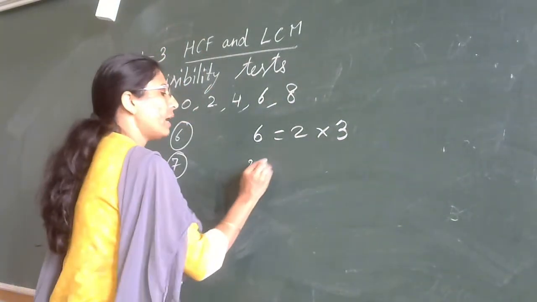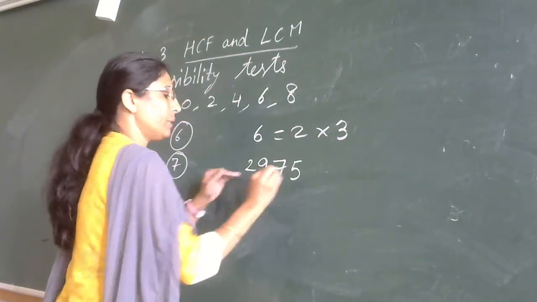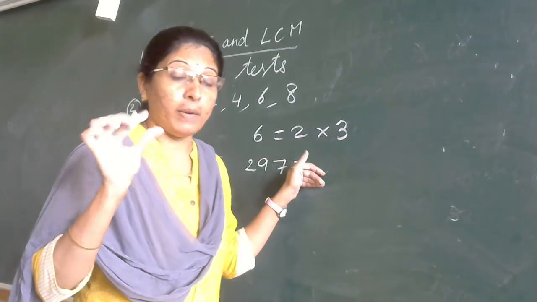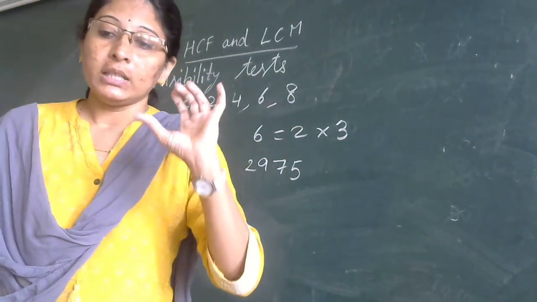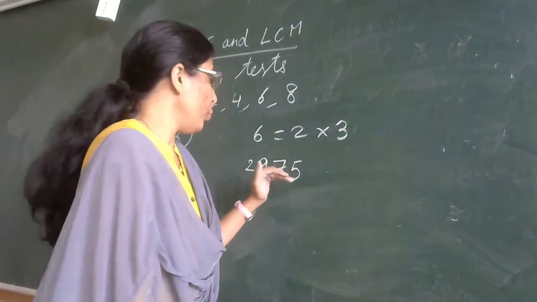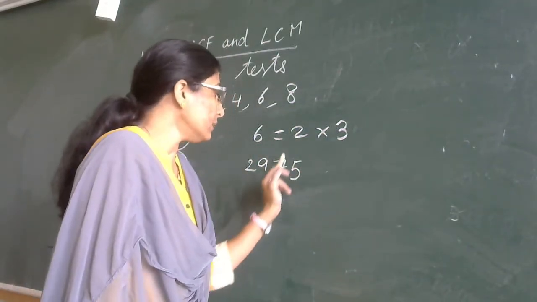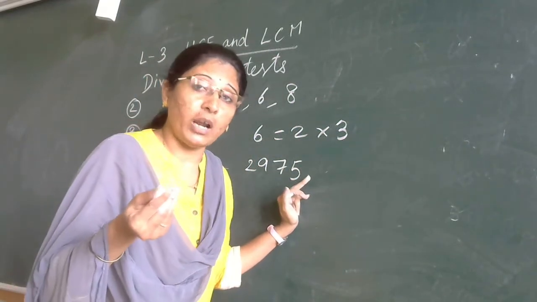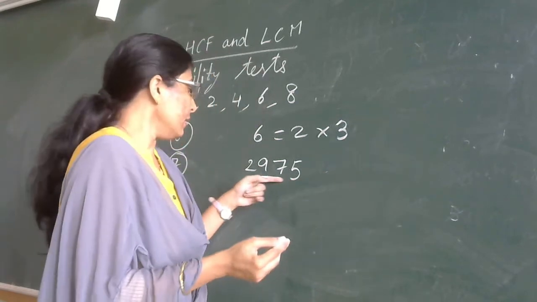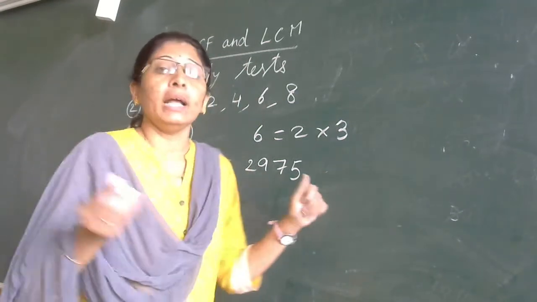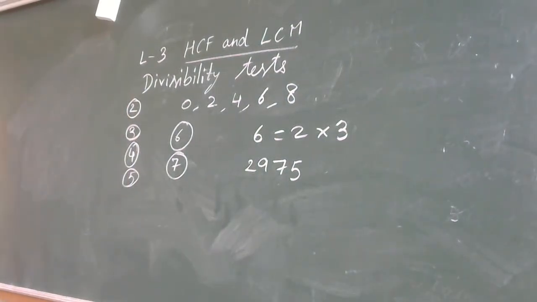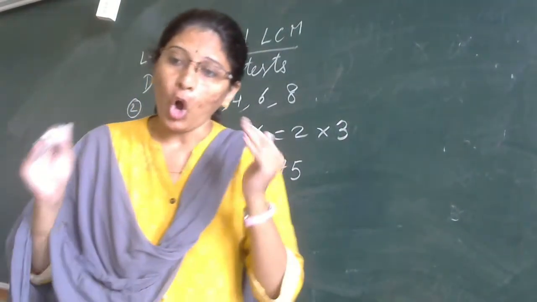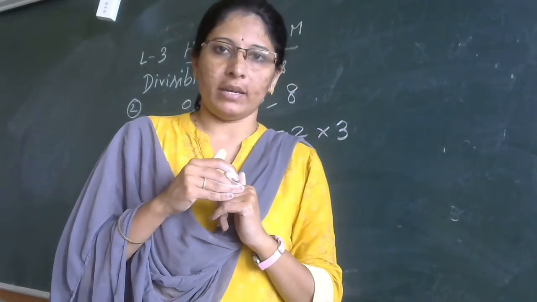Divisibility by 7. A number is divisible by 7 if the difference between twice the last digit and the remaining number is either 0 or a multiple of 7.